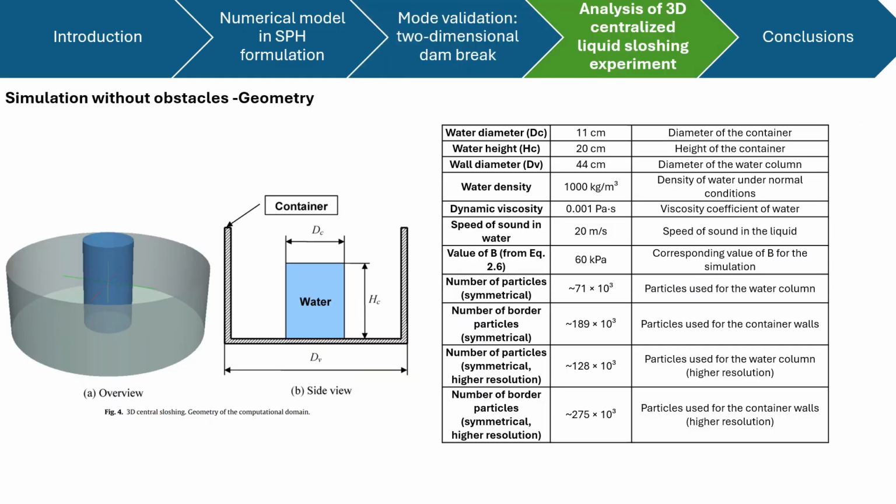Now let's continue to the analysis of the three-dimensional centralized liquid sloshing experiment with the result of the simulation. And here we will begin with the simulation without obstacle. We will begin with the geometry first.